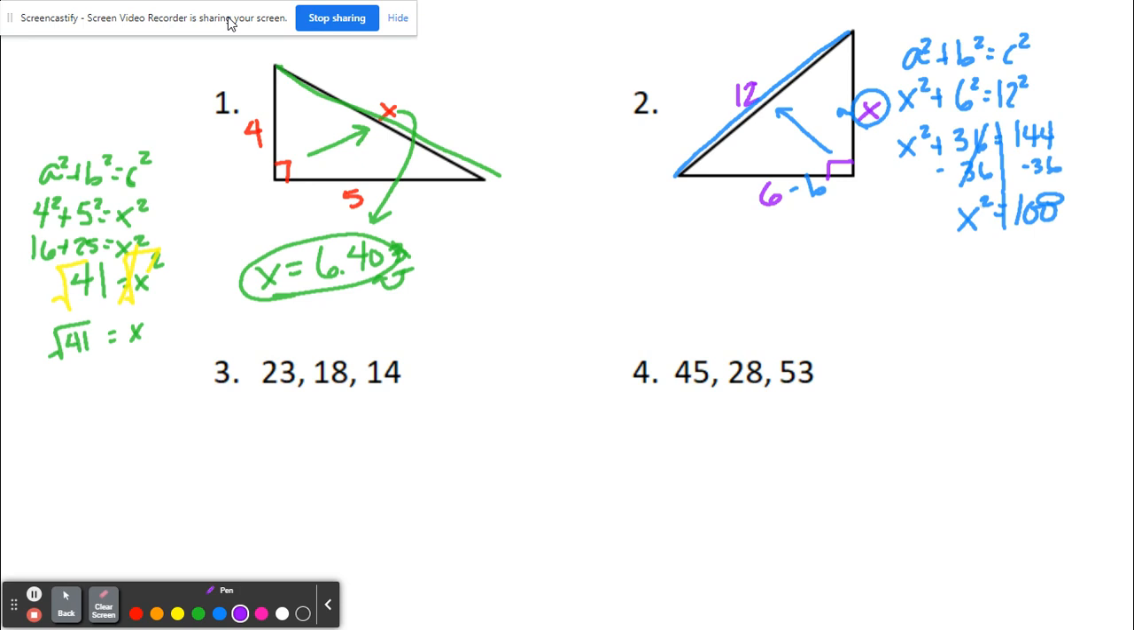All right, so I want to get rid of this square, so I'm going to square root both sides. So that causes that to cancel out. And then x is equal to the square root of 108, which is 10.39. So either 10.39 or root 108, depending on what your teacher wants. This is probably going to simplify; there's probably some perfect squares in there that I could pull out. However, we haven't done simplifying radicals this year, so I'm going to go with this answer right here.